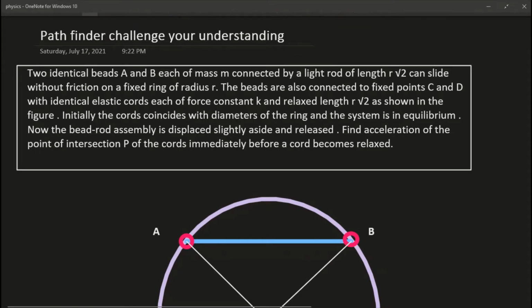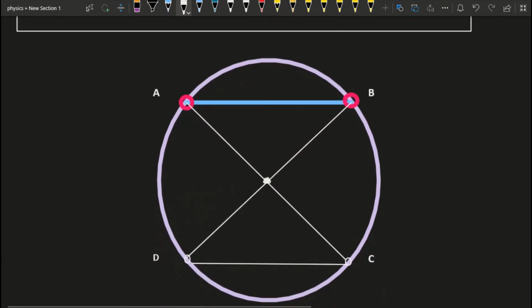So here we can see the diagram. Based on the diagram we will get the clarity. A and B are two beads, and here a rod is there. This rod length is r root 2. This is a fixed length. AC is a chord, BD is also a chord, and initially these chords coincide with the diameter of the ring of radius r. That means AC is equal to 2r and BD is also 2r. And here you can clearly see this is the point of intersection of the two chords, P.